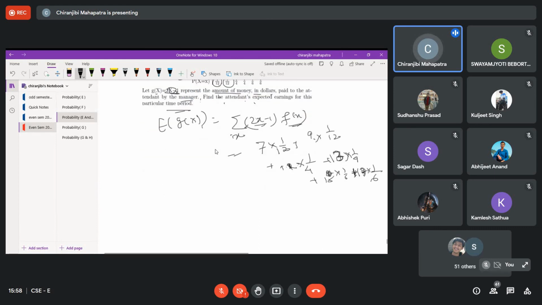So I think you can solve this, it is only calculation and nothing else. Okay. So the answer that you got is 12.67. If you solve it, you will get 12.67.